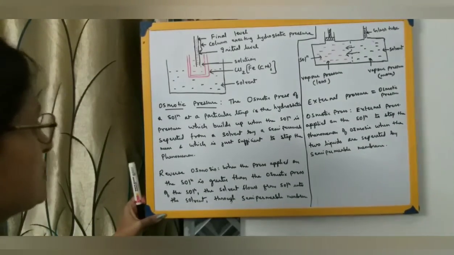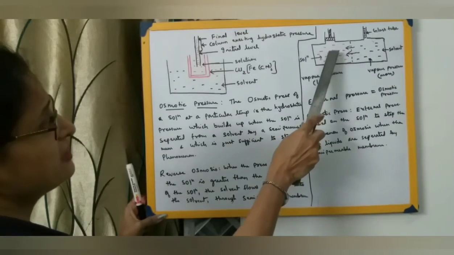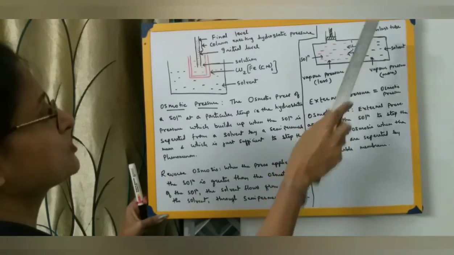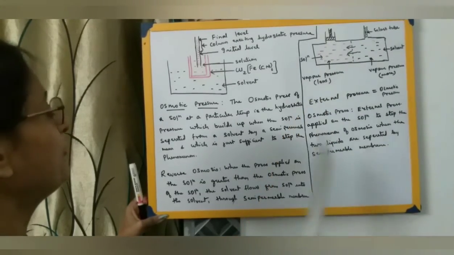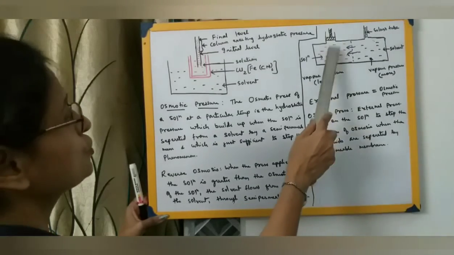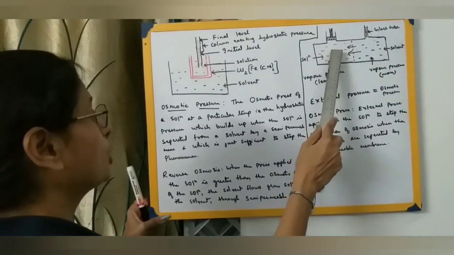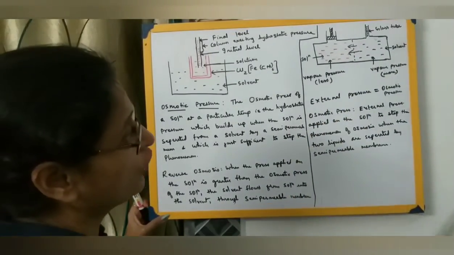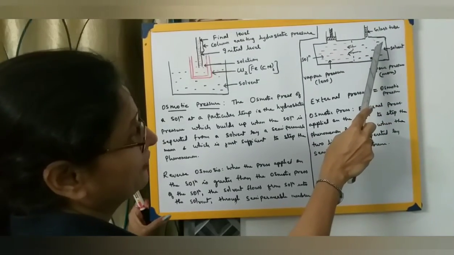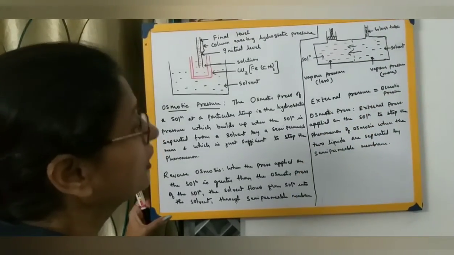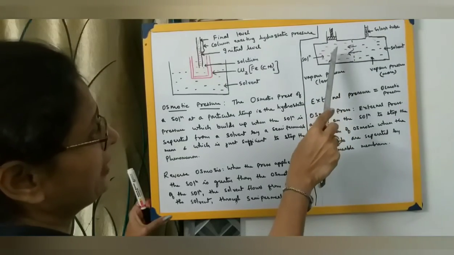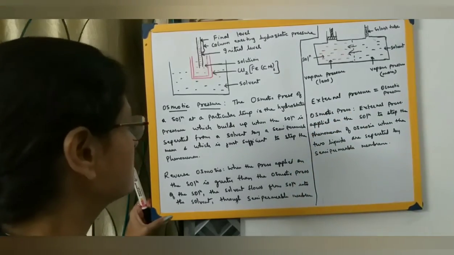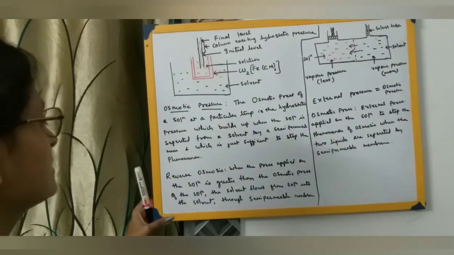Now, suppose the pressure applied on the solution is greater than the osmotic pressure. I repeat, when the pressure applied on the solution is greater than the osmotic pressure of the solution, we will find that the solvent will flow from this particular end to this particular end. Usually what is happening, we have been watching that the solvent molecules are flowing from the lower concentration to the higher concentration. But by applying more pressure onto this, if you make the solvent molecules move from the higher concentration to the lower concentration, then we call this reverse osmosis.